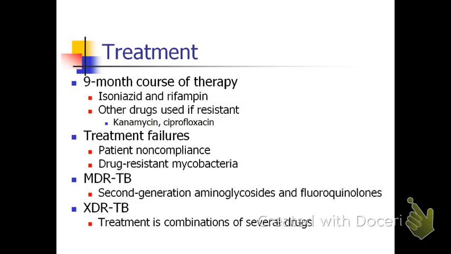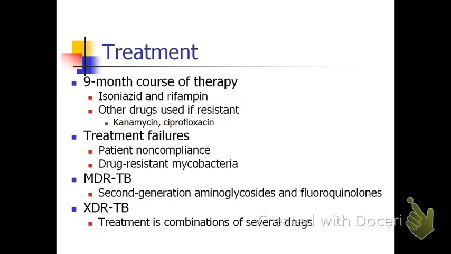Okay, so if you're going to use isoniazid and rifampicin, but I think that the DOTS had incorporated the 4 antibiotics, so that's why the treatment had become 6 months only. So other drugs, if resistant, would be kanamycin and ciprofloxacin. Okay, so treatment failure is usually due to non-compliance of the patient.